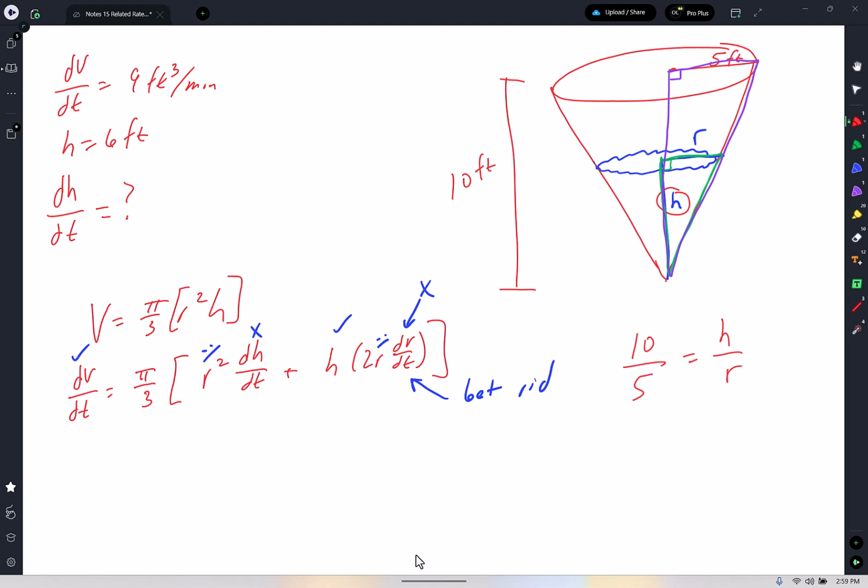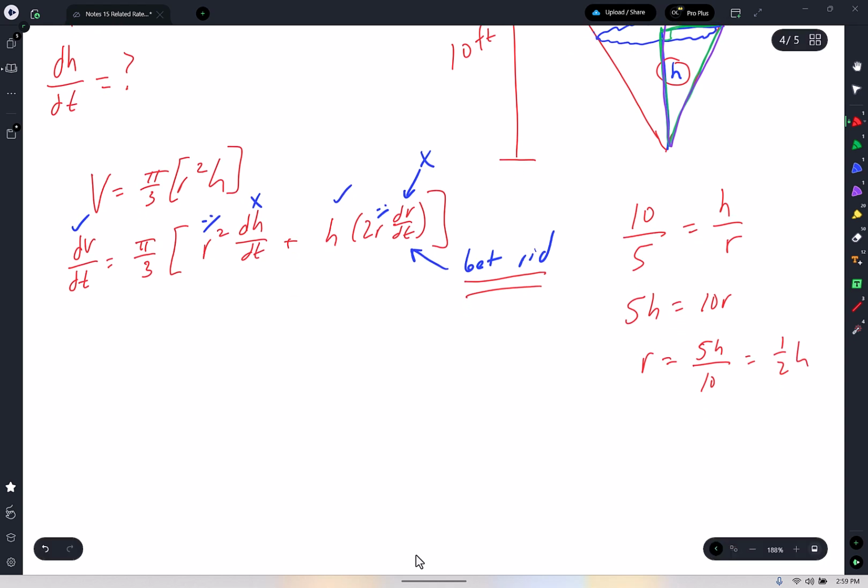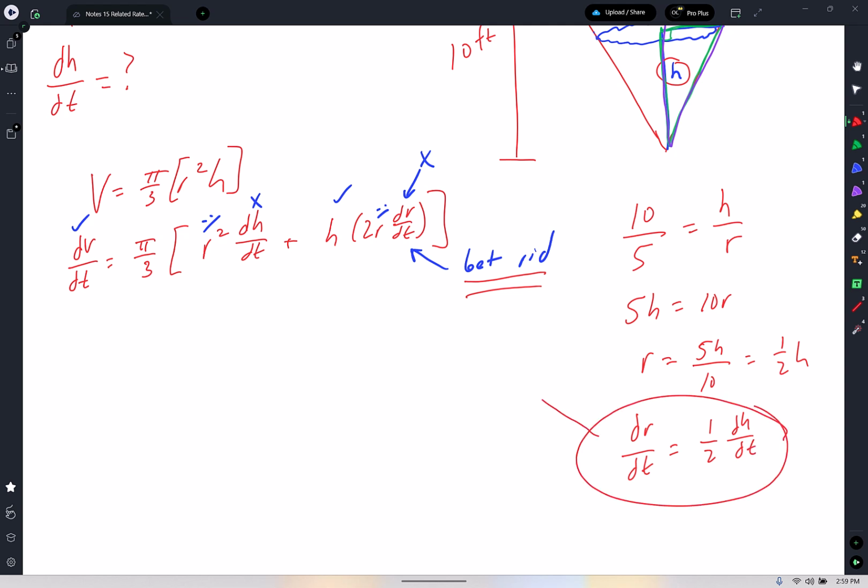I'm going to cross multiply. 5H equals 10R. And look what it says here: get rid of dR/dt. So I'm going to get R by itself. R equals 5H over 10, which is half H. I'm going to take a derivative. dR/dt equals 1/2 dH/dt. That's what I'm going to plug in right there, so I can have just dH/dt. dV/dt equals pi over 3 bracket R squared dH/dt.